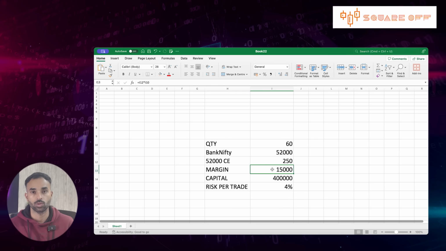So what should I do in order to keep the risk per trade minimal at 1%? I will be increasing my capital from 4 lakhs to almost 15 lakhs. So if I increase from 4 lakhs to 15 lakhs, then my risk is still at 1%. So as an option buyer who trades based on these risk management principles, if they have to continue with the same kind of risk per trade, then their capital has to be increased. Otherwise, their risk per trade will be increased.